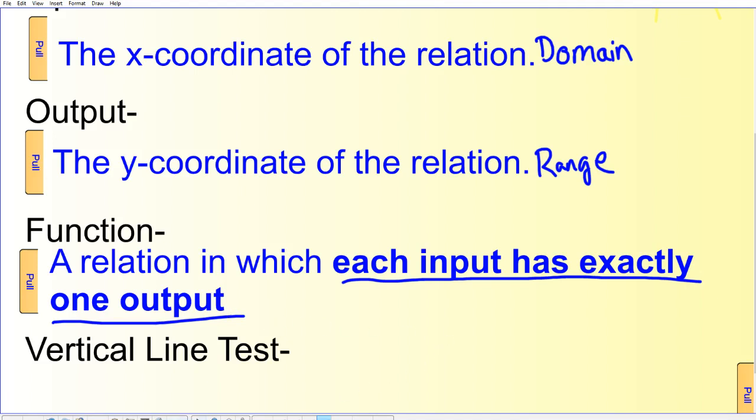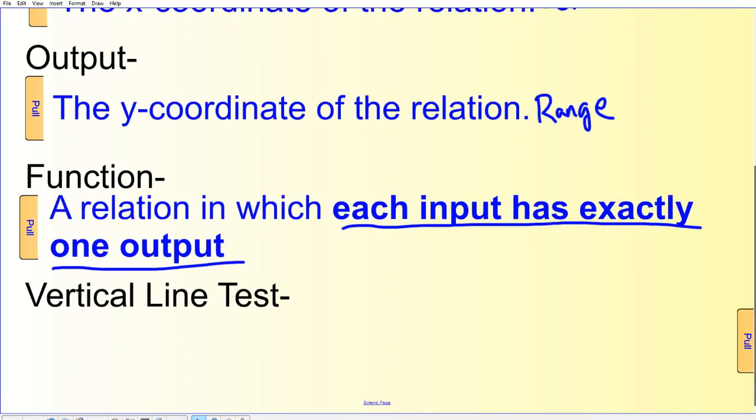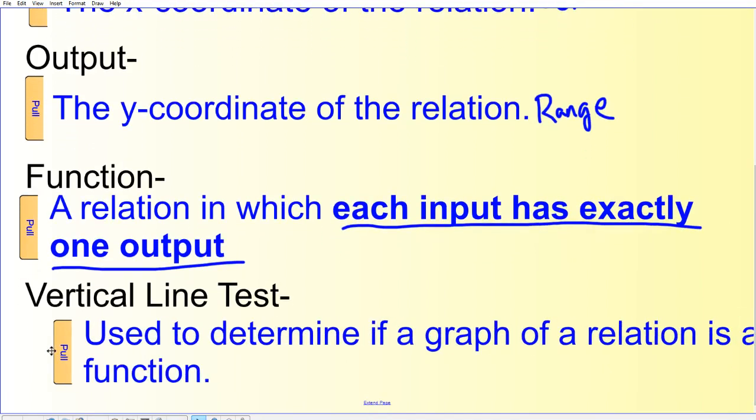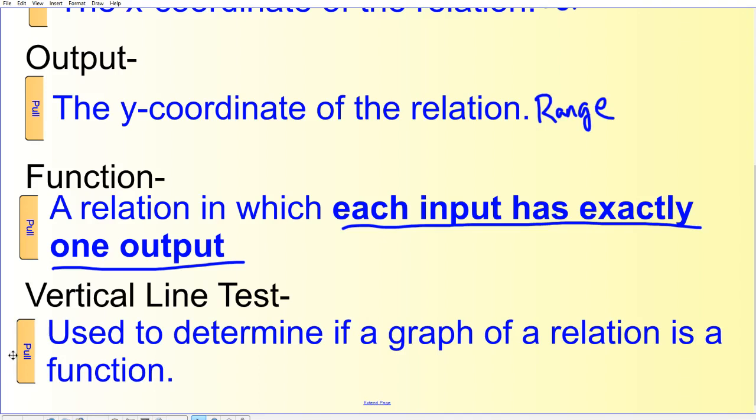Okay. And the vertical line test, we're not going to use it for a little bit. The vertical line test is only used when you have a graph of a function, or a relation, I should say. And we can use this vertical line test to determine if the graph we're looking at is actually a function or not.